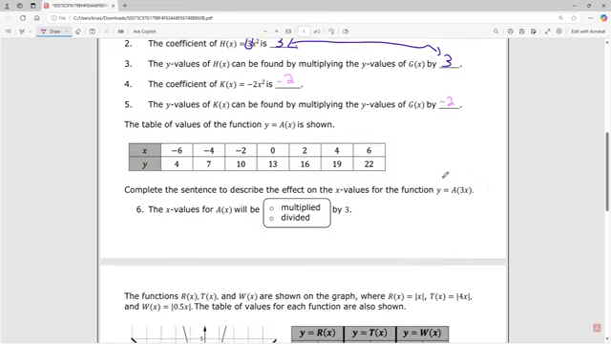Because a of 3 times x, now you want to divide things by 3. The x values of a sub x will be divided by 3.